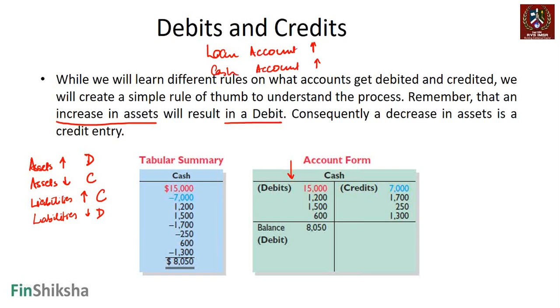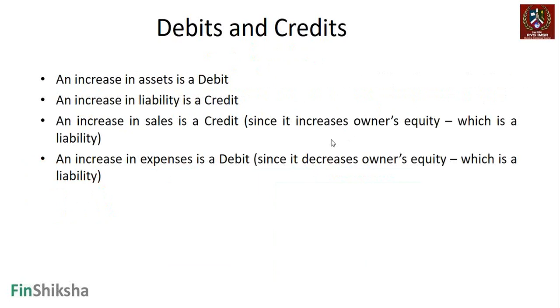So just remember this one single thumb rule: an increase in assets will result in a debit. We will follow everything else from this one single thumb rule. This will become clearer as we go along, but let's just try and freeze the idea that an increase in assets is a debit entry, an increase in liability is a credit entry. Consequently, a decrease in assets is a credit entry, right? And a decrease in liability is a debit entry.